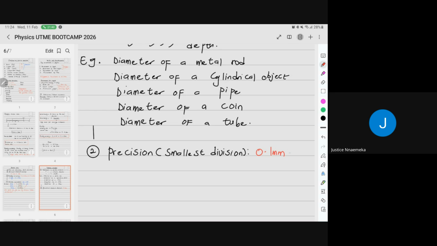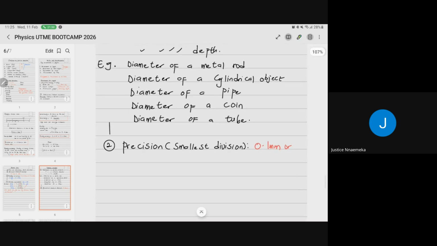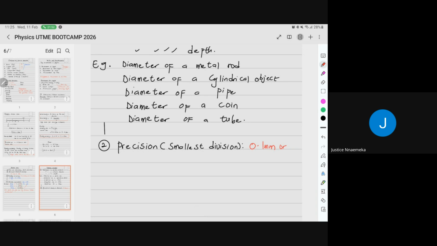0.1 millimeter, or convert to centimeter, my people. Someone should convert 0.1 millimeter to centimeter for me.